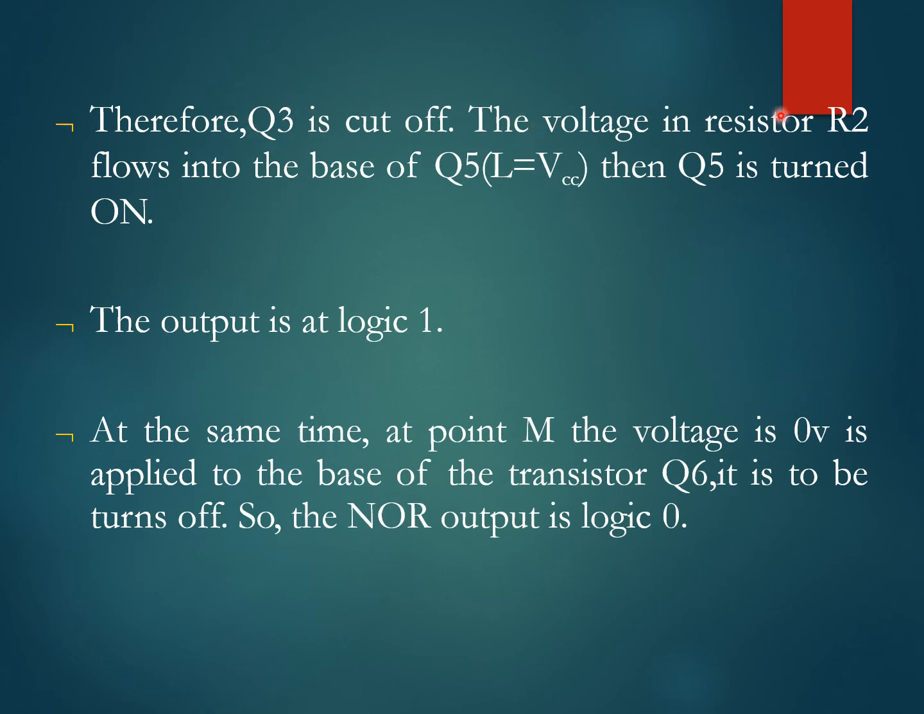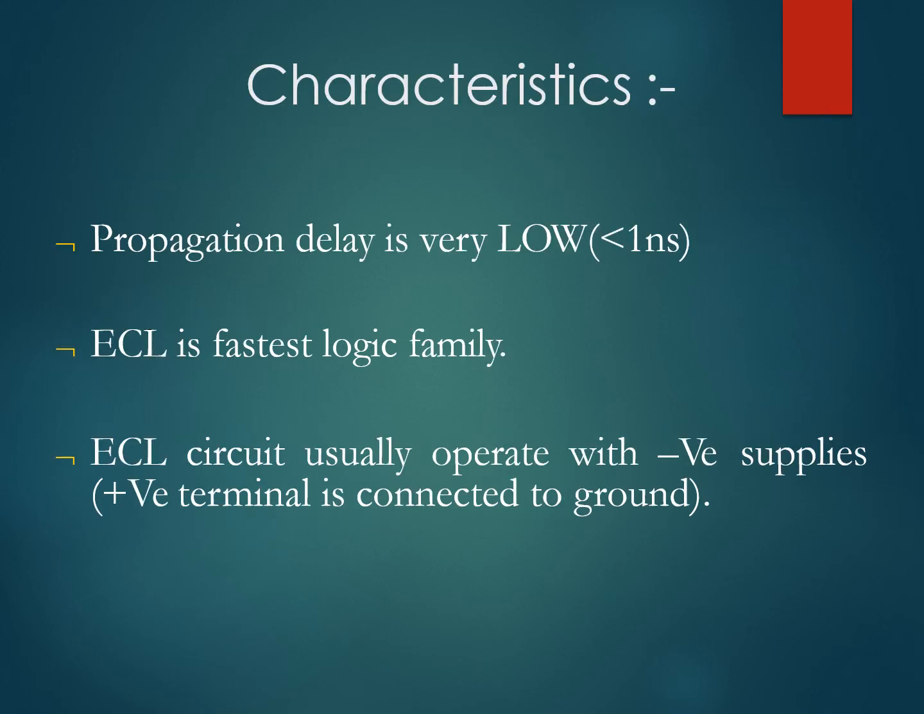The voltage in the resistor R2 flows into the base of Q5, which means VCC is flowing. Then Q5 is turned on. Hence the OR output logic is at 1. At the same point, the voltage applied to the transistor Q6 is 0 volts, which drives it to turn off. So the NOR output logic is 0. So this is actually the operation of an ECL logic family.